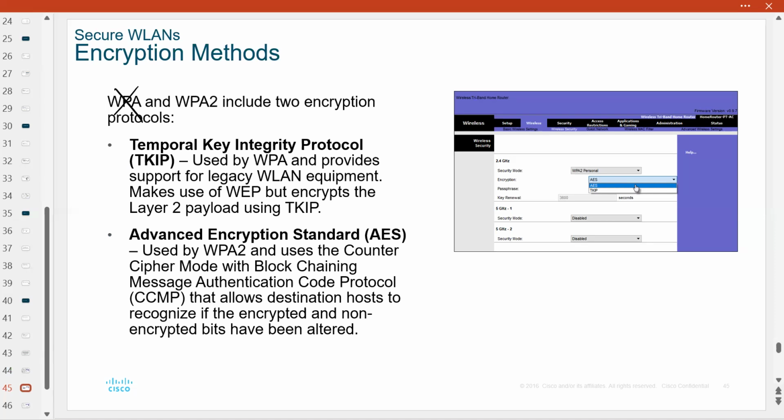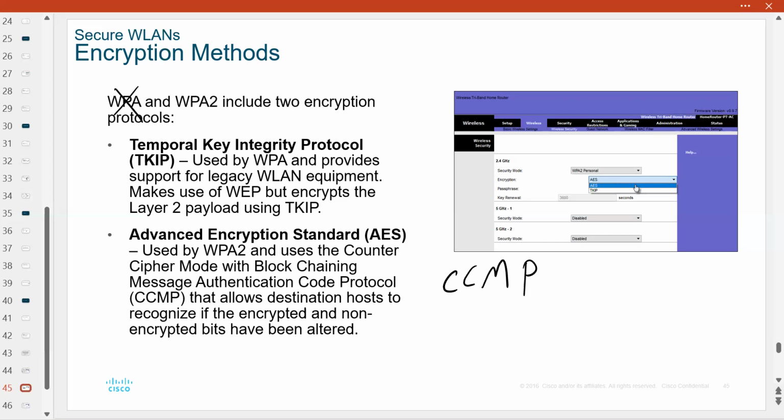WPA, with its support for legacy wireless LAN equipment, makes use of WEP but encrypts the layer 2 payload using TKIP. We have AES used by WPA2, which uses Counter Mode with Cipher Block Chaining Message Authentication Code Protocol, CCMP. These are encryption protocols that allow destination hosts to recognize if the encrypted and non-encrypted bits have been altered.